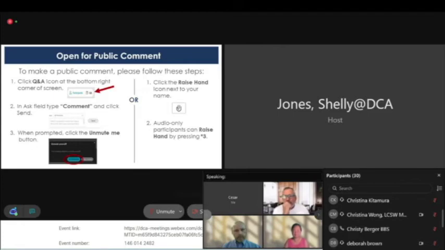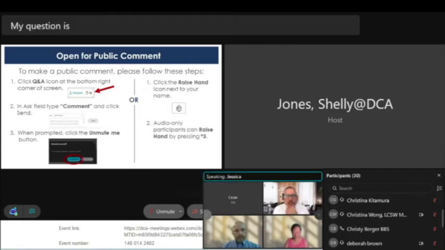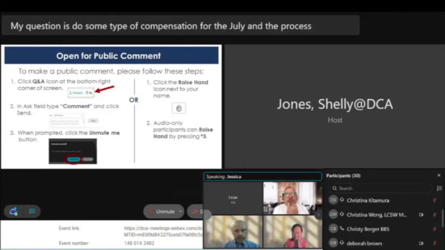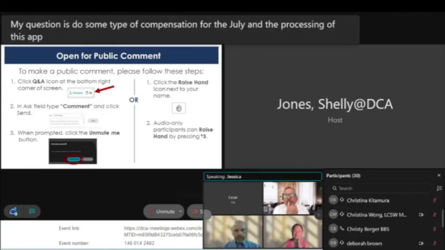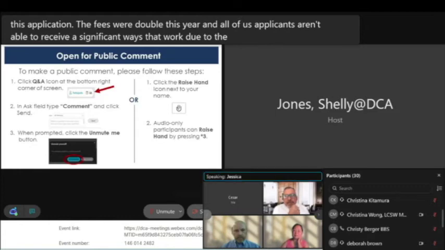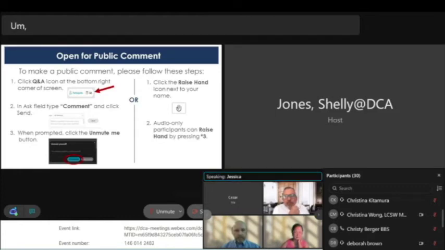My question is, do L50s get some type of compensation for the delay on the processing of this application? The fees were double this year, and a lot of us applicants are unable to receive a significant raise at work due to the delay on licensing, such as a waiver on first renewal of licensing, perhaps?